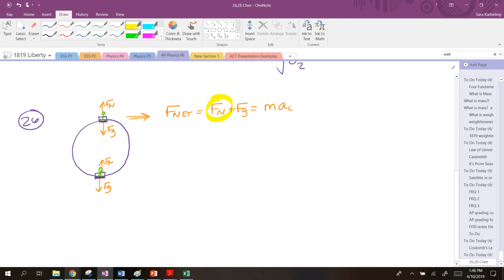Fg is pointing down and a sub c is also pointing down, right? So these are both negative, a sub c because it's moving down. It's going in a circle. The period is 24 seconds. But a sub c is... 0.38 meters? Oh, that's the diameter, so I should divide that. Do we even need it? I wonder if it goes away. We'll have to find out.